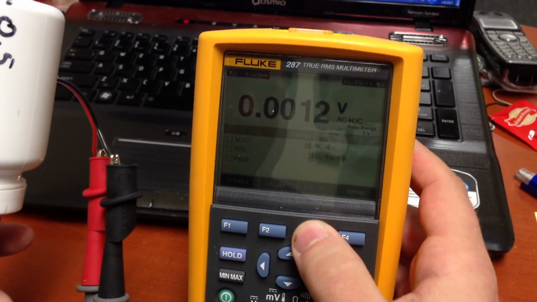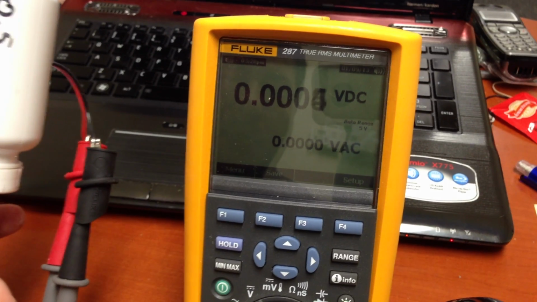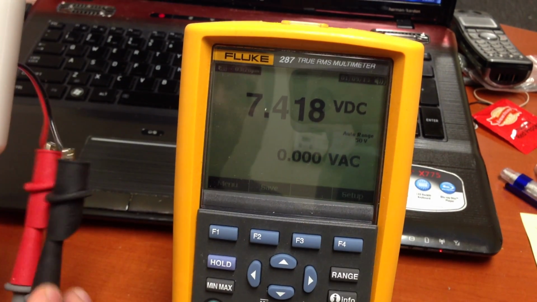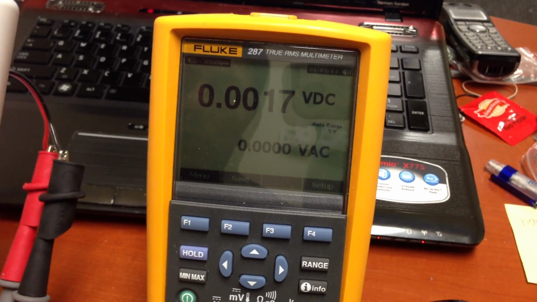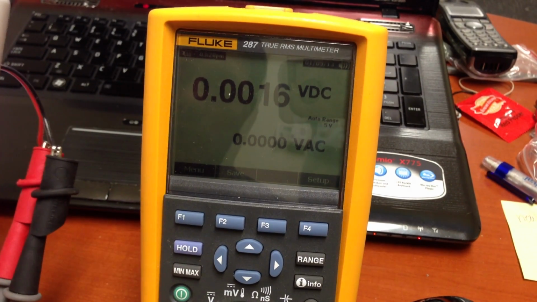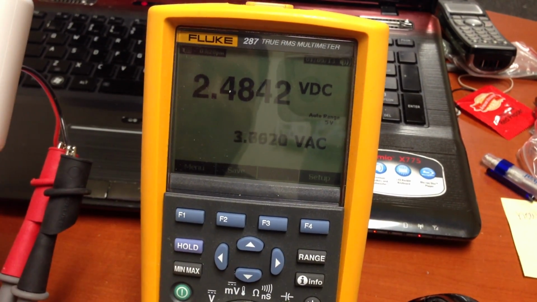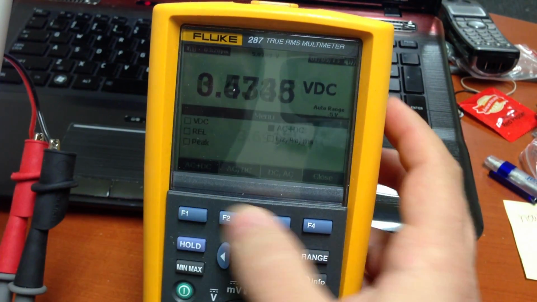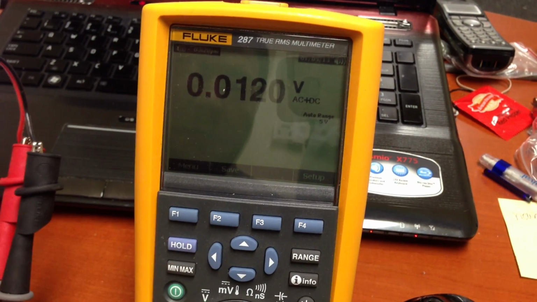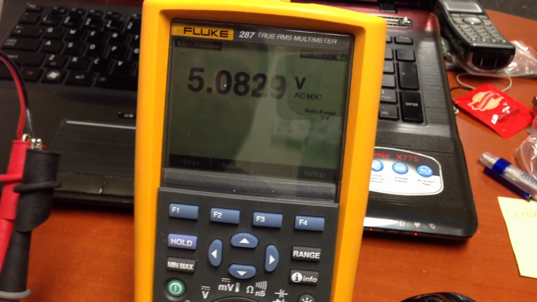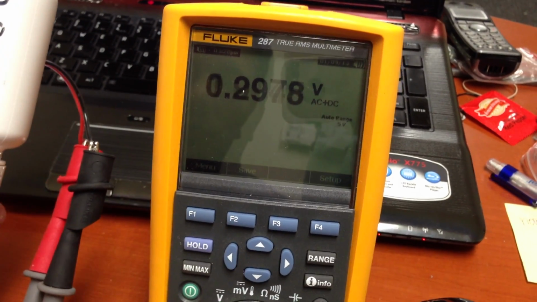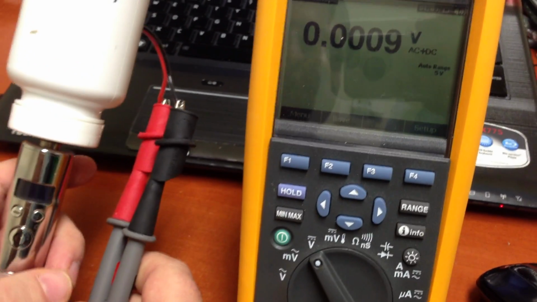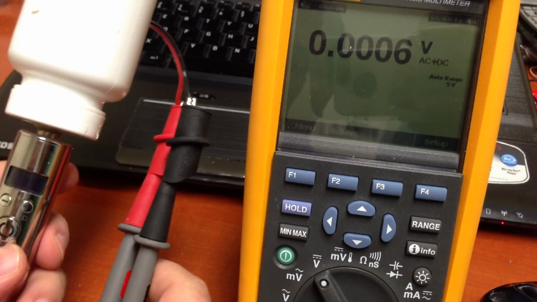Even with AC and DC separate, if you look at it, your DC is at 7.4 volts while your AC is non-existent. The lower the voltages you go, your DC will start picking up. So you look at that right there. I put this on 5 volts, 3.4 and 3.6. But if you switch it to AC plus DC, it'll give you the correct 5 volts. And that is how you're supposed to properly check a pulse width modulation system. It's AC plus DC. That's a true RMS.